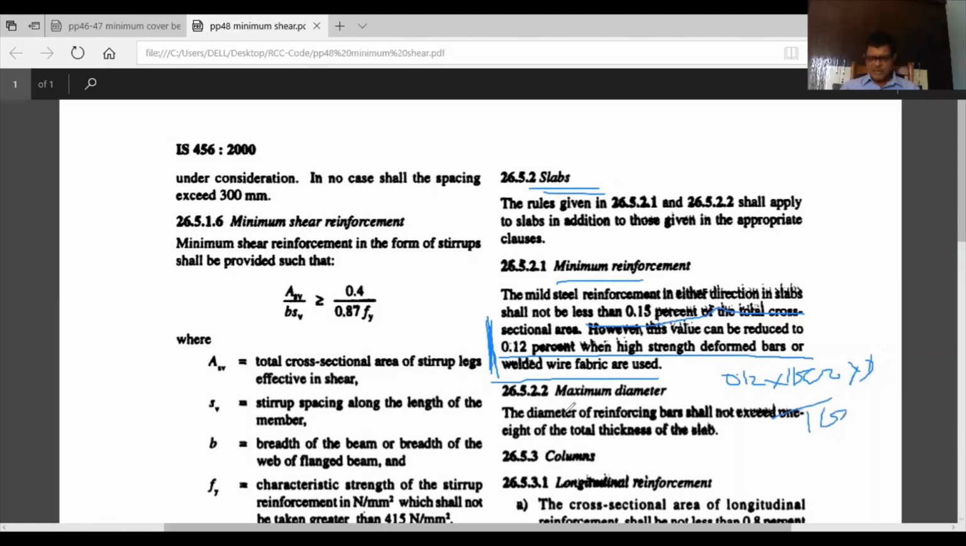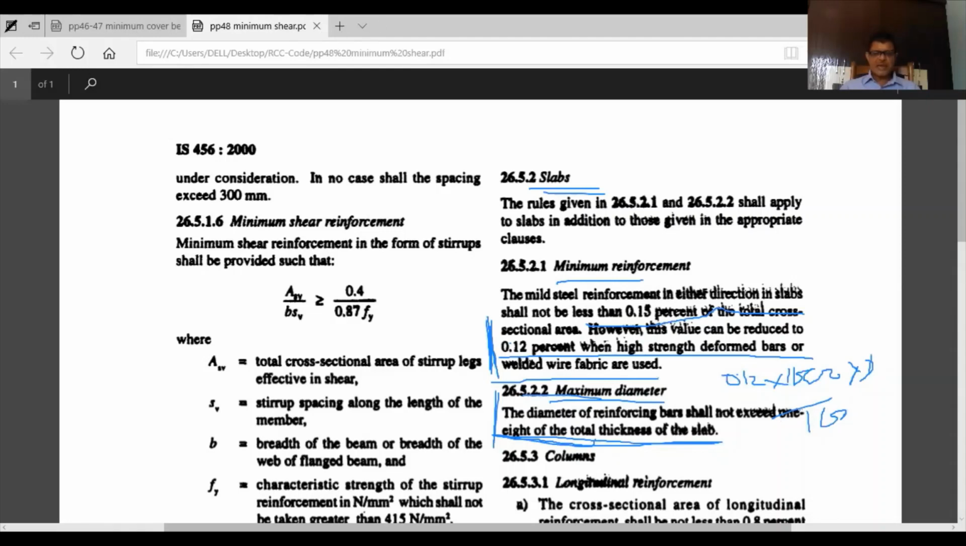Okay. Now we are discussing the maximum size of diameter. You see here, maximum diameter. The diameter of reinforcing bar shall not exceed 1/8 of the total thickness of slab. I was talking about this initially, so you can find here that the maximum diameter of the reinforcement that will be used shall not exceed 1/8 thickness of slab. You are taking 100 mm thickness, so the maximum can go for 12 mm bars. Above that you cannot use in slabs.